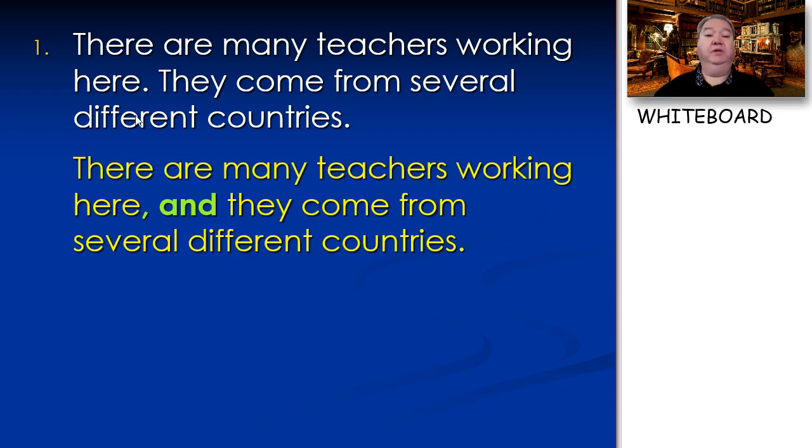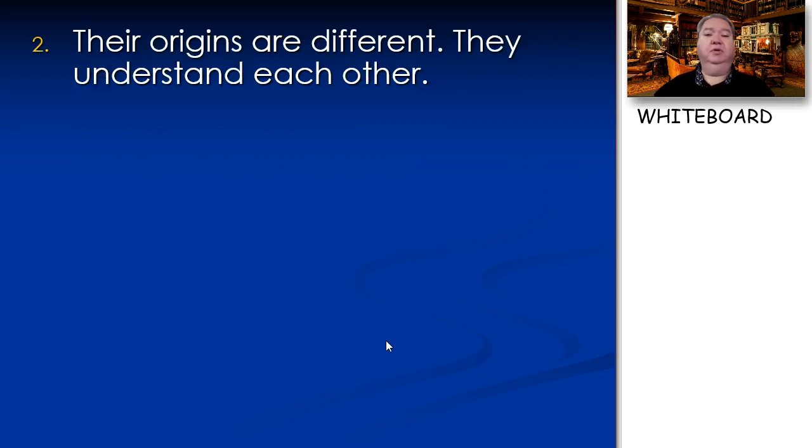So remember, when you do that, there's a few different things you have to do. You have to change the period to a comma, add the appropriate conjunction, and then the next word here, you have to change the capital letter to a lowercase letter. So make sure you do all of those things. Number 2, their origins are different, where they come from, their home countries, their roots. They understand each other. So which conjunction works best here?